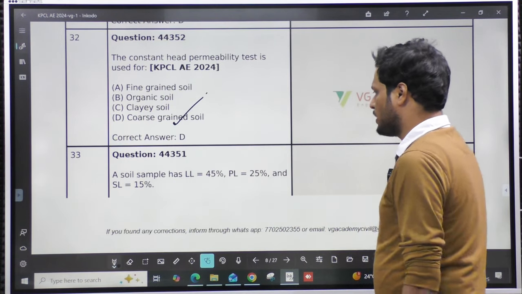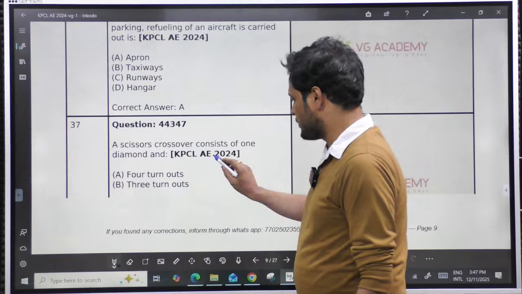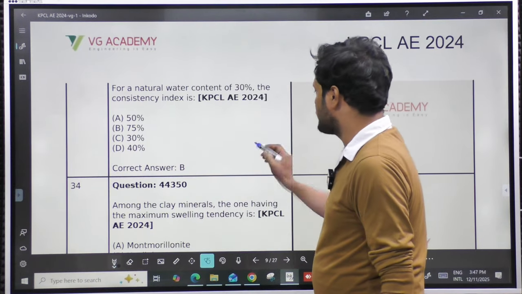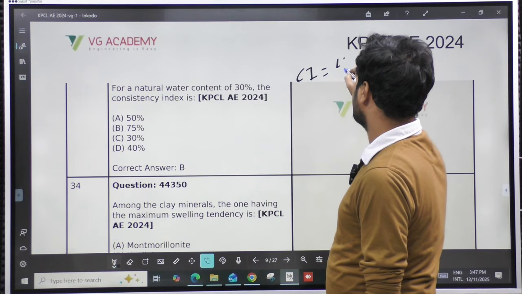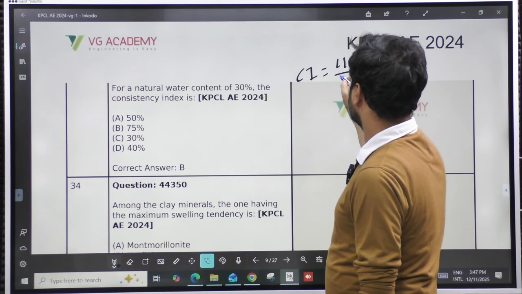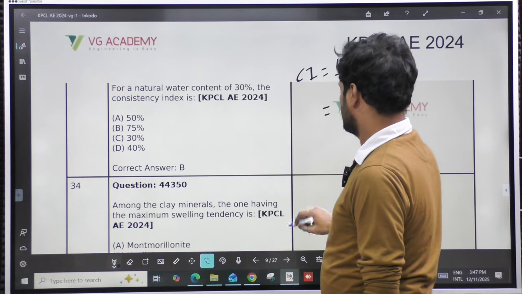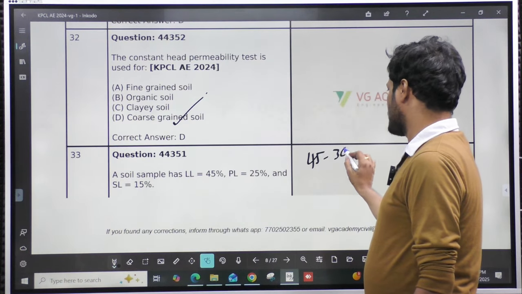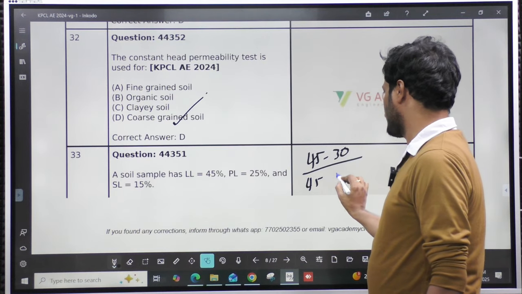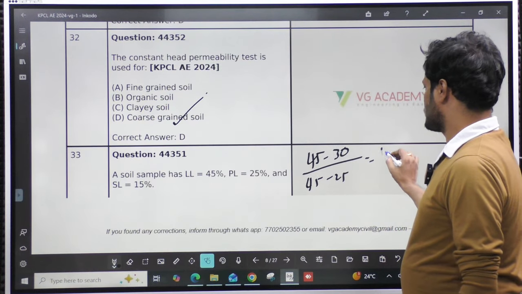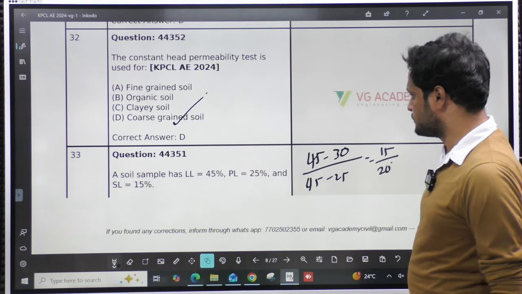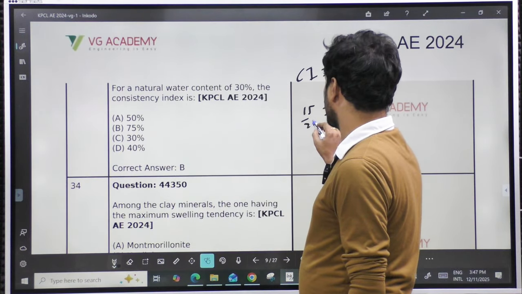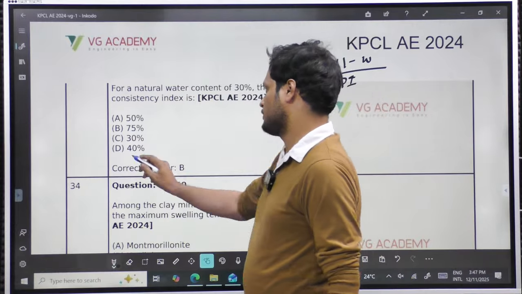A soil sample has a liquid limit, plastic limit and shrinkage limit. For a natural water content of 30, the consistency index will be: liquid limit minus given water content divided by plasticity index. So liquid limit minus given water content 30, divided by 45 minus 25. So 15 divided by 20, that is 0.75, option B.